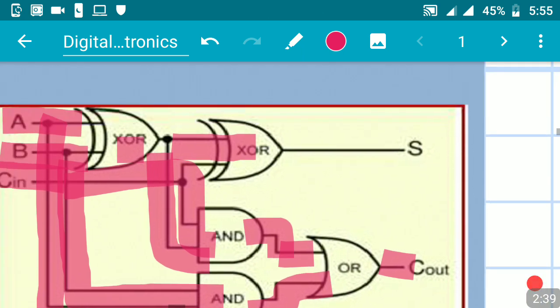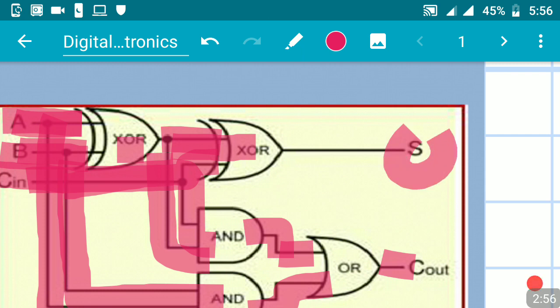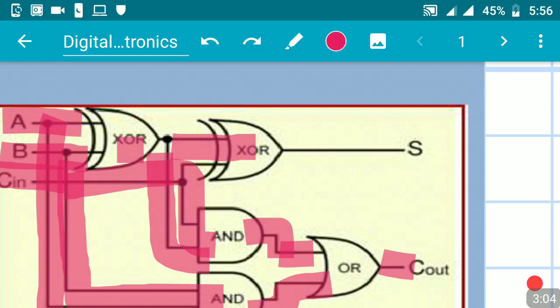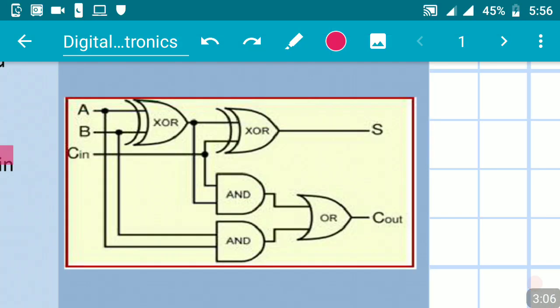Fine. So what happens to the sum? You have A as one of the inputs, B as one of the inputs for the XOR gate, and the output of the XOR gate is given to one more XOR gate. To that XOR gate, one more input is given as C in, and the output that comes out of this XOR gate is what we call sum. Fine. So this is your logic diagram.